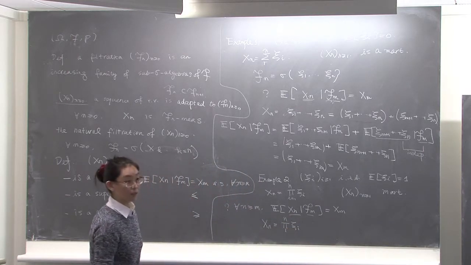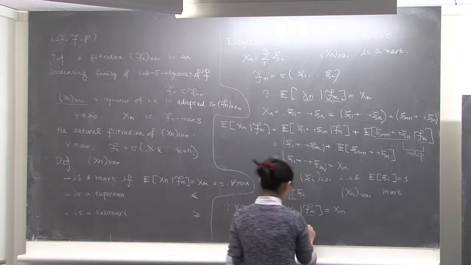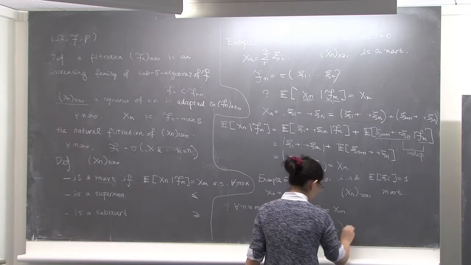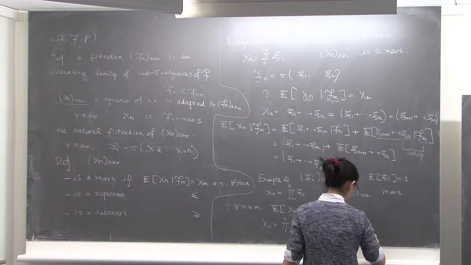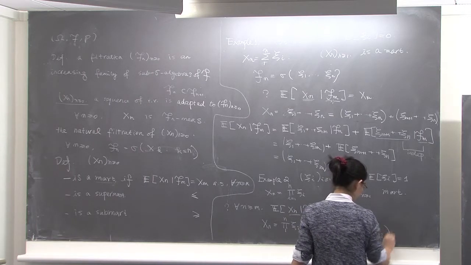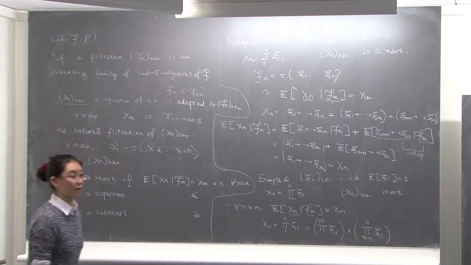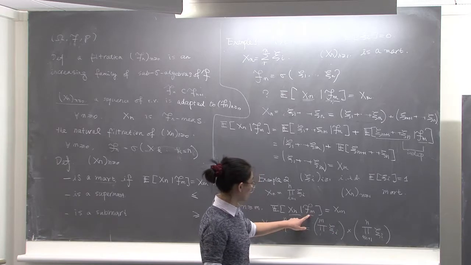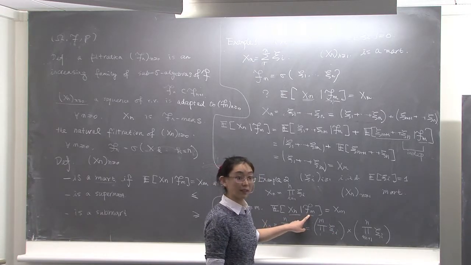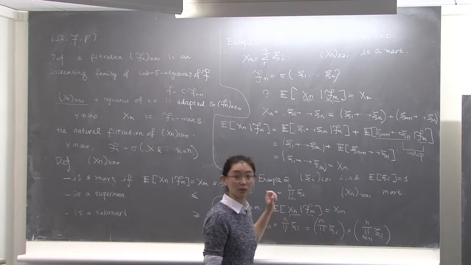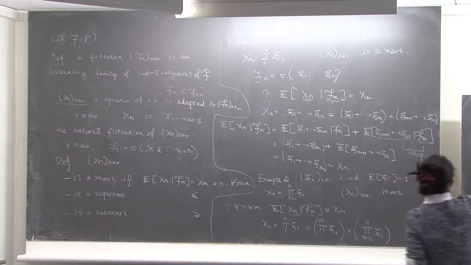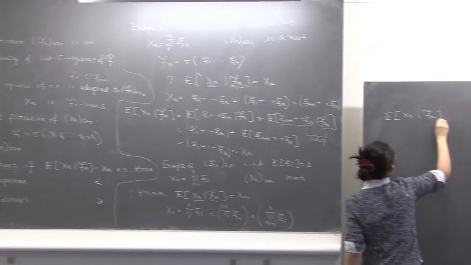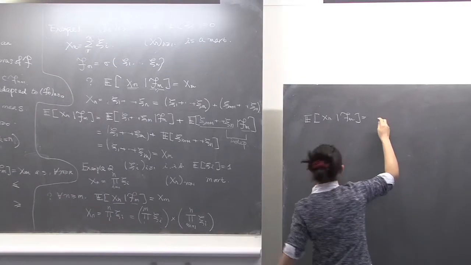And then we can split this product into two parts. First is the product from 1 to m. And then the product from m plus 1 to n. And when we calculate the conditional expectation, we know that this part is already containing the information here. So by taking out what is known, we can take this part outside.